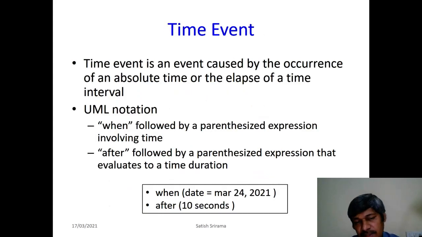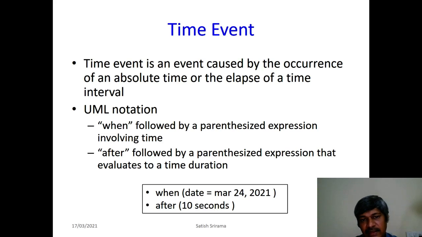Then the third type of this event is this time event. Time event is an event caused by the occurrence of an absolute time. Okay, that's one way. Or the elapse of the time interval. I'll give both the examples. Say for example, when date is equal to today, I mean when the video will be seen by all of you guys, which is March 24th, 2021. Okay, the date is equal to March 24th. So that's also a time event, which is an event caused by the occurrence of an absolute time.